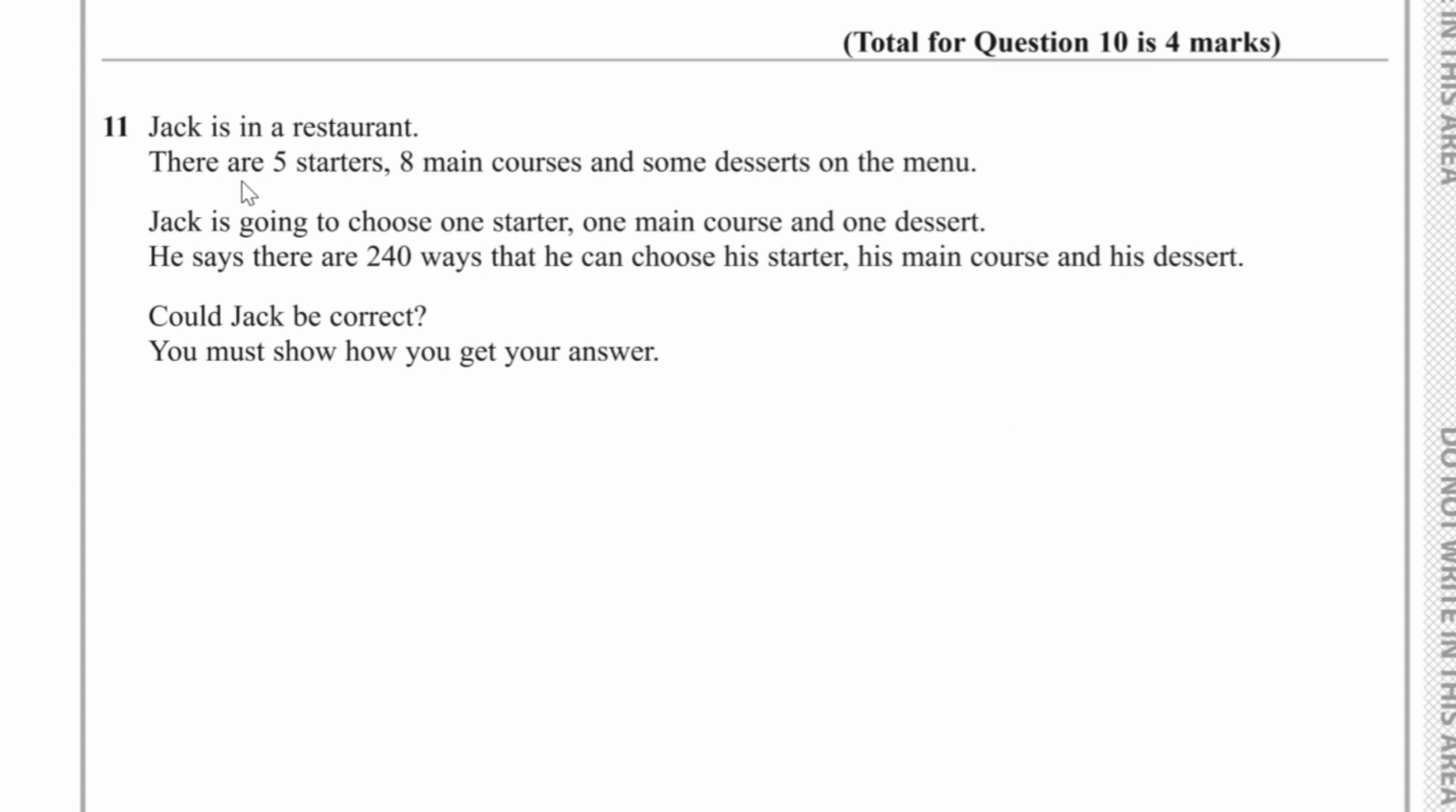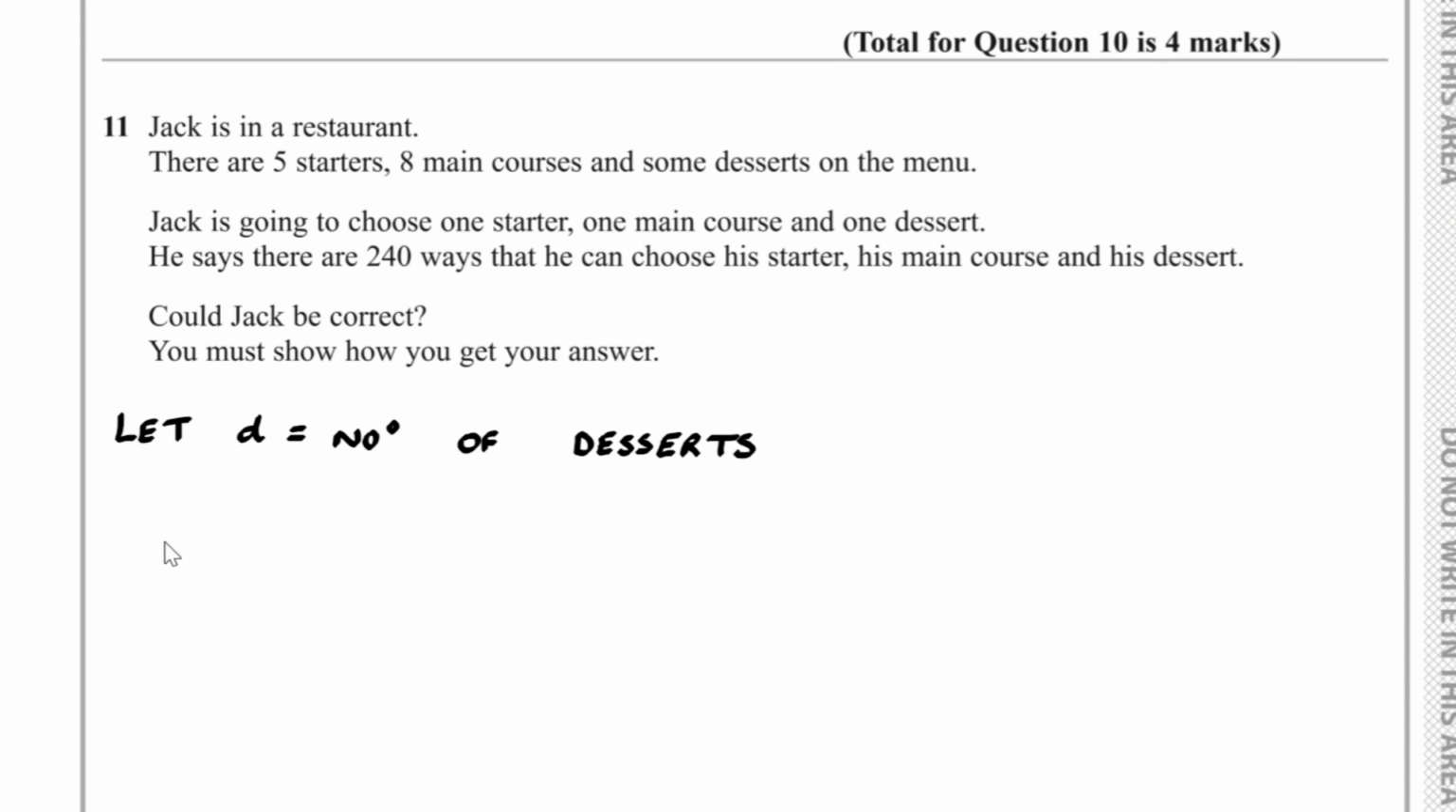Question number 11. Jack is in a restaurant. There are 5 starters, 8 main courses and some desserts on the menu. Jack is going to choose 1 starter, 1 main course and 1 dessert. He says there are 240 ways that he can choose his starter, his main course and his dessert. Could Jack be correct? Show how you get your answer.